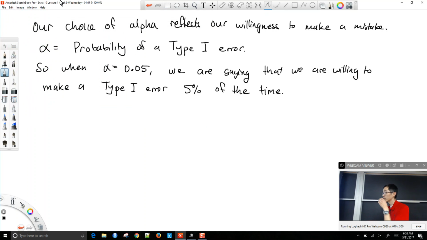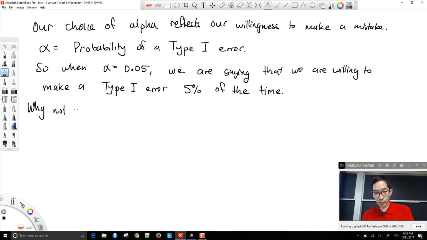Okay, so we're saying we're willing to make a type 1 error 5% of the time. And you might say, well, I don't want to make a type 1 error. I should just pick alpha equal to 1% or alpha equal to 0 or something really small. Why would I be willing to make a type 1 error? Well, the risk of type 1 error is connected to our risk of type 2 error, and they work in opposite directions, okay?